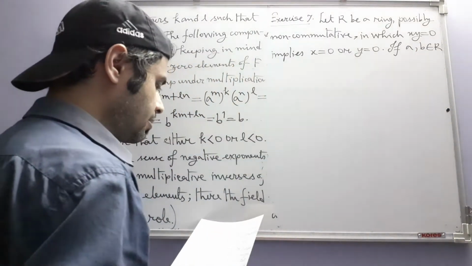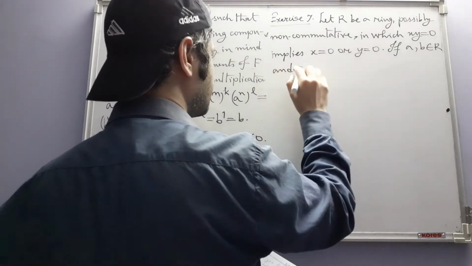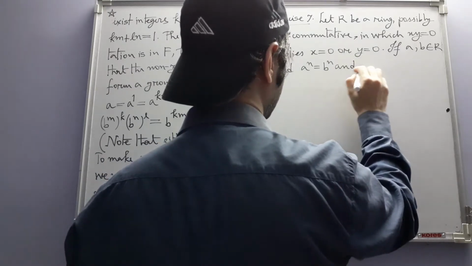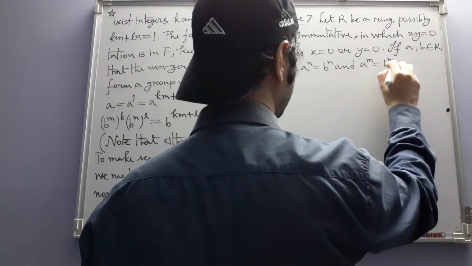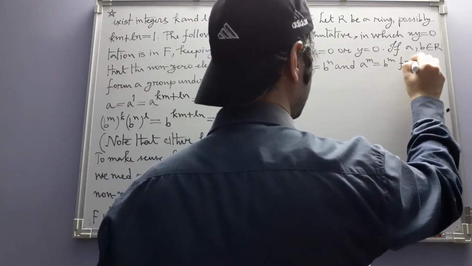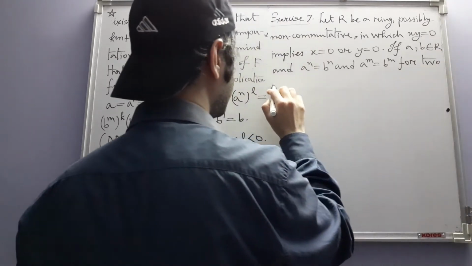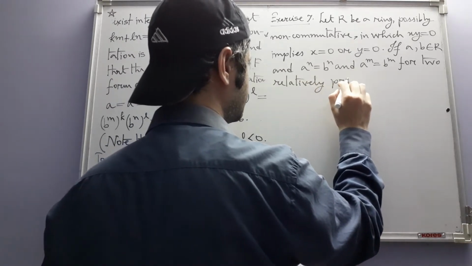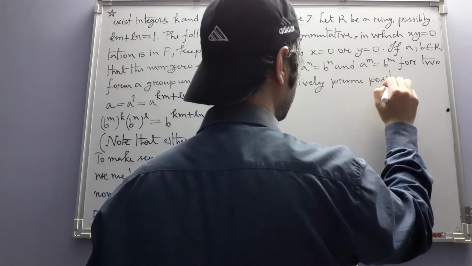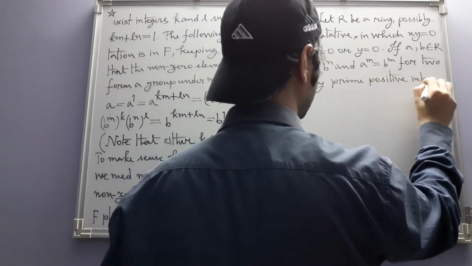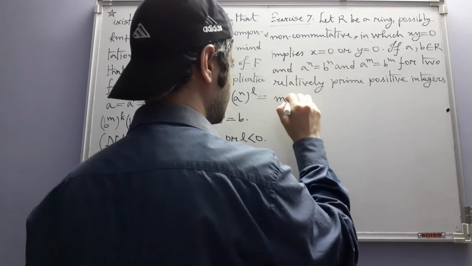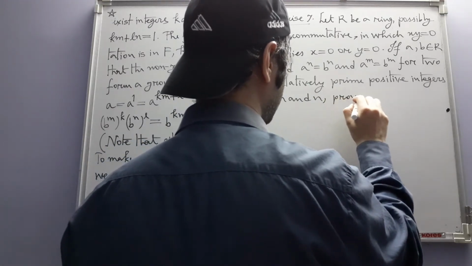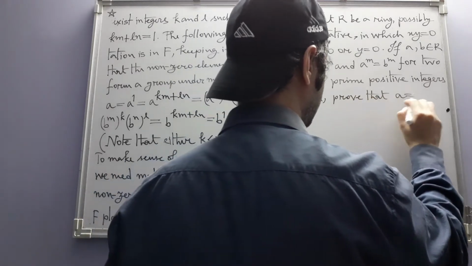If A and B are two elements in R, and again same condition, and A to the power m is equal to B to the power m for two relatively prime positive integers m and n, prove that A is equal to B.